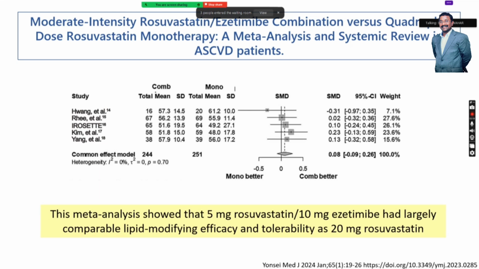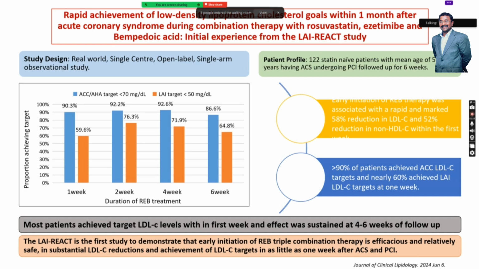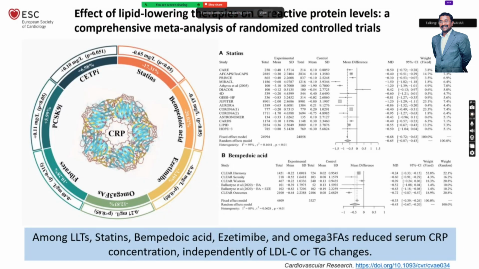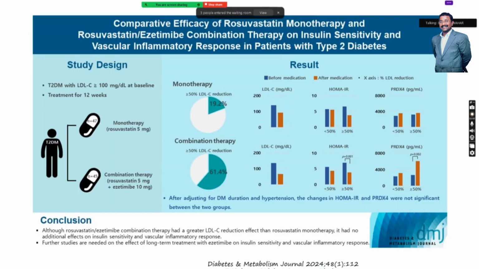The meta-analysis showed that 5 milligrams of rosuvastatin with 10 milligrams of HTMI had largely comparable lipid-modifying efficacy and tolerability as 20 milligrams of rosuvastatin. See, most patients achieved LDL-C levels within the first week, and the effect was sustained at the 4 to 6 weeks of follow-up. Among the lipid-lowering therapies: statins, bempedoic acid, ezetimibe, omega-3 fatty acids, fibrates, they reduce the serum CRP concentrations independently of the LDL-C or the triglyceride changes. See, comparative efficacy of rosuvastatin monotherapy and the combination with ezetimibe on insulin sensitivity and the vascular inflammatory response in patients with type 2 diabetes.